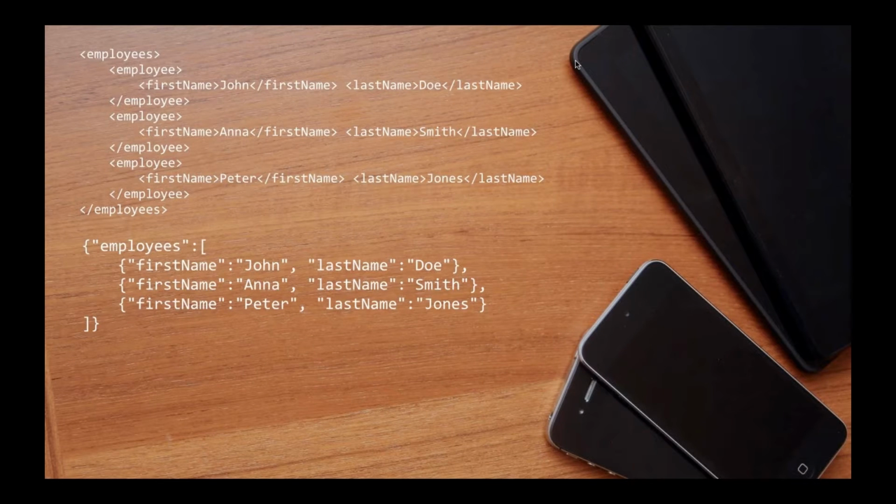In the past, we had XML. What you're seeing on the screen right now, on the top, is XML, and on the bottom is the equivalent in JSON. XML was the first attempt at creating a universal descriptor language or process to move data around.